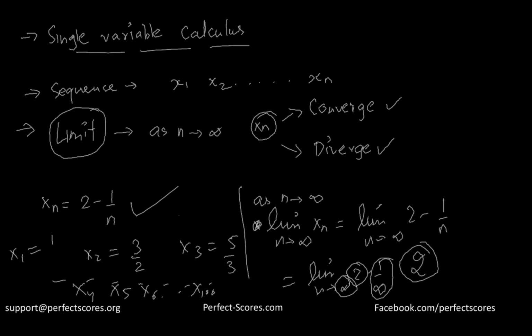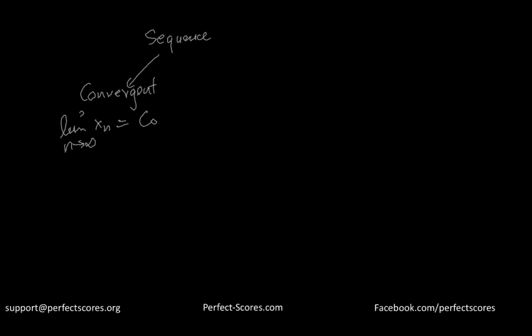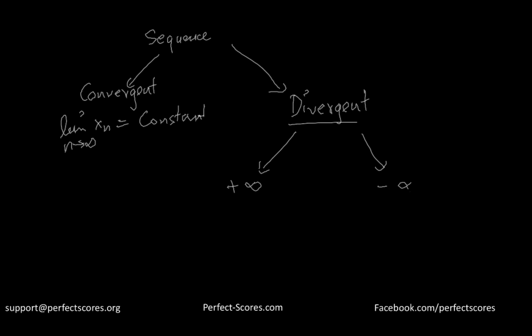Now there are two types of sequence. The sequence can be a convergent sequence. In a convergent sequence, the limit as n tends to infinity of x of n approaches a constant. That is the definition of a convergent sequence. And then you have a divergent sequence. Now, what is a divergent sequence? In a divergent sequence, it approaches either positive infinity or negative infinity.